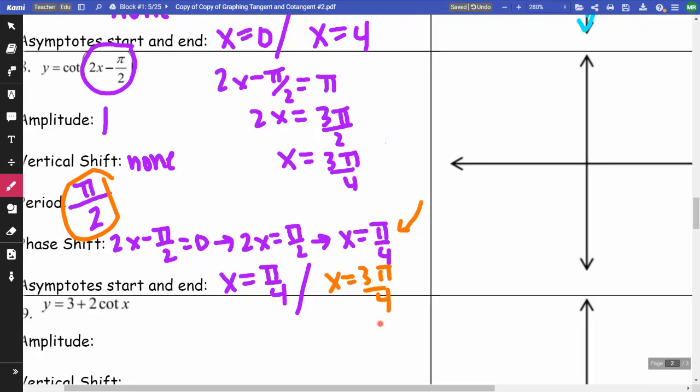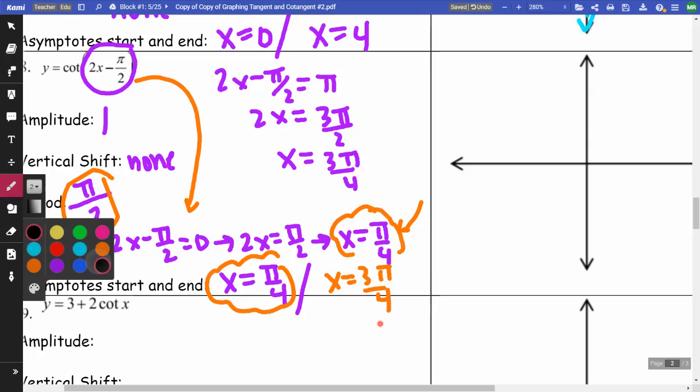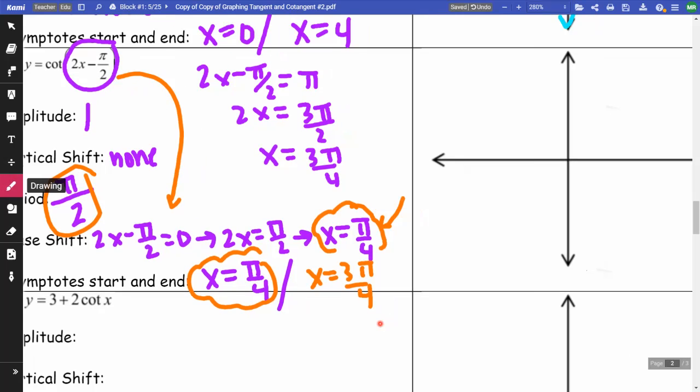So the nice thing about your cotangents is wherever your phase shift is, that would be where your 0 would be. And that is always your first asymptote. So unlike my tangent where I would set them equal to negative pi halves and pi halves, when I find my phase shift, that is going to be the same as me setting that equal to 0 to find my vertical asymptote. And so this is going to end up being the same as this for my cotangents. Okay, so I'm going pi fourths to 3 pi fourths.